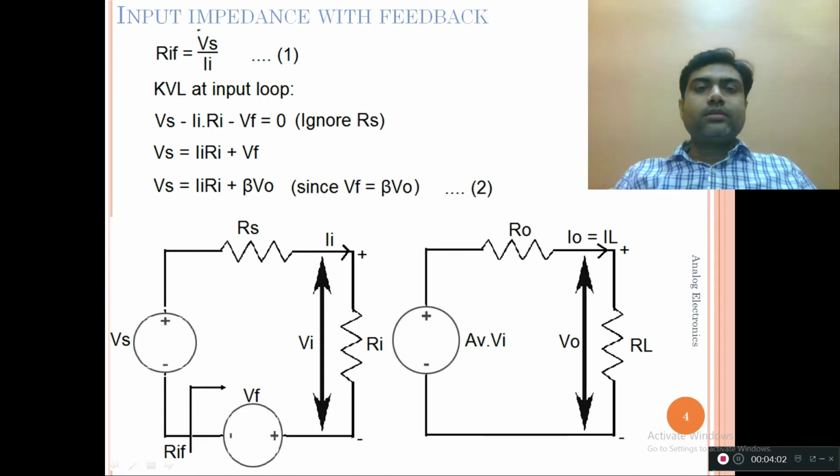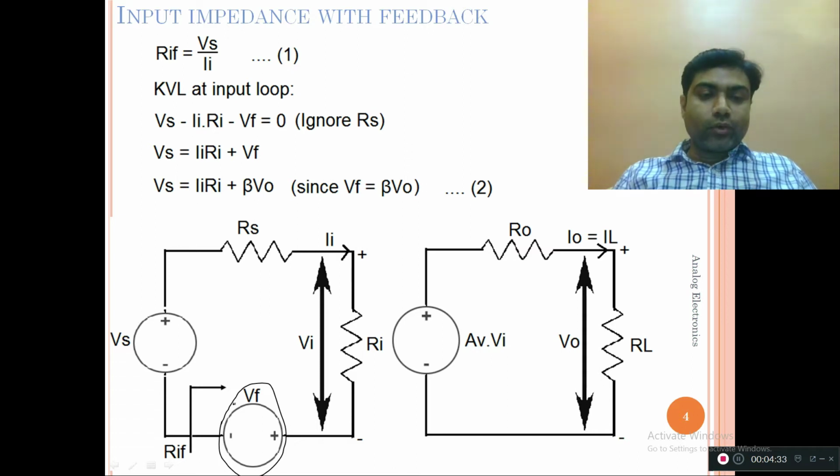So, input impedance with feedback. Look at this input circuitry, and this is the output circuitry of the voltage amplifier. So what is the addition with respect to the first lecture? In the first lecture we drew the voltage amplifier, but there we did not mention this feedback element, because we had not considered the feedback topology. There we just defined what kinds of feedback amplifiers we can have and how they can be configured.